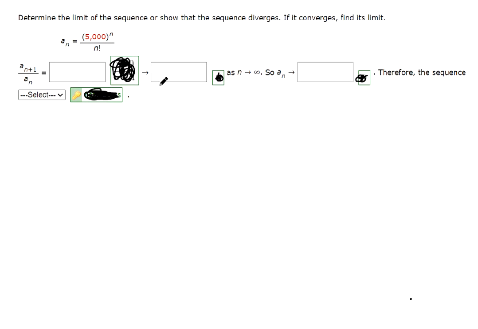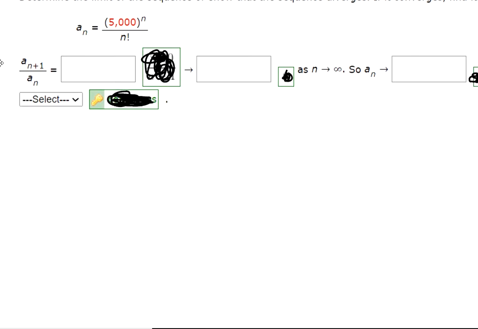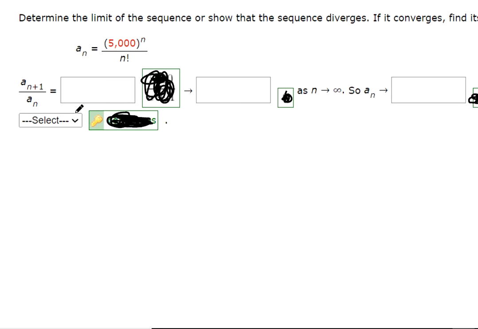Kind of blocked out the answers here, but WebAssign is giving you a hint on how to start this problem. Okay, we're supposed to determine the limit of the sequence or show that it diverges. So what they've done is they said to figure out the limit of the sequence, think about the n plus 1 term. If you divide that by the nth term, that can give you some information on what's happening with this pattern as we go on in time, as we go on in our sequence.